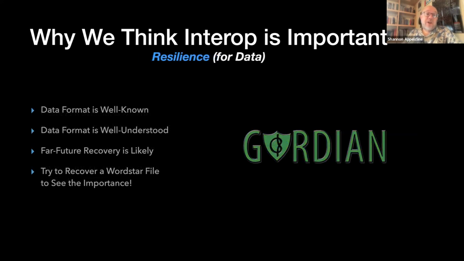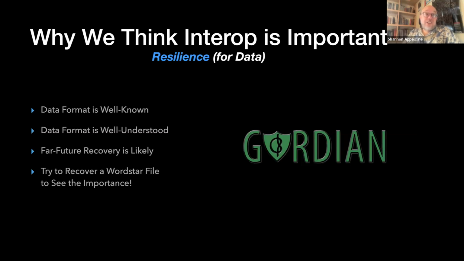So resilience is the second one, and resilience, we think that interoperability protects data. When you have interoperable data formats, you have data that's well known, that's well understood, and hopefully well documented, which means that if someone comes along in 20 or 30 years and says, hey, I need to recover that information, they can. That's obviously really, really important for things like keys and seeds, where someone really could be coming along in 20 or 30 years, or in many cases, someone's heirs may be coming along to try and recover what could be a digital fortune.